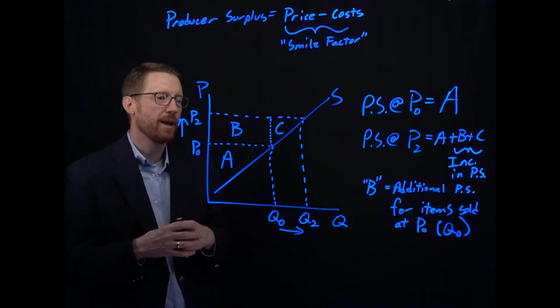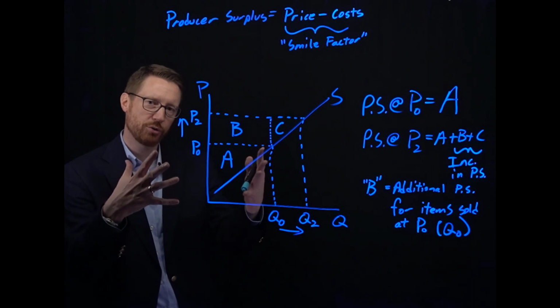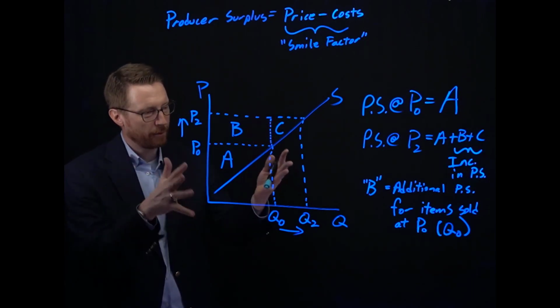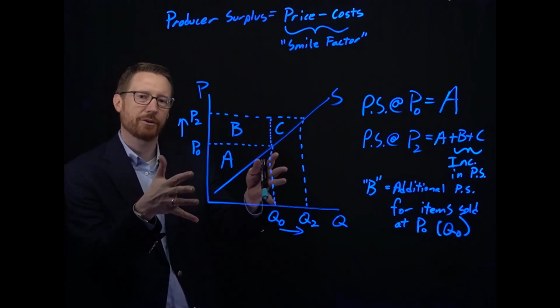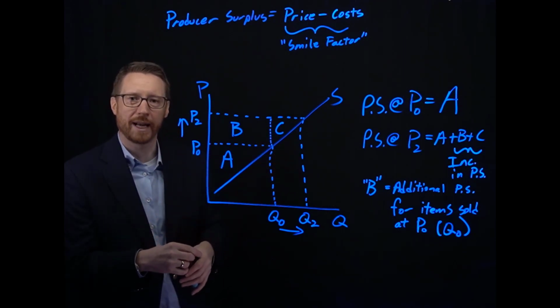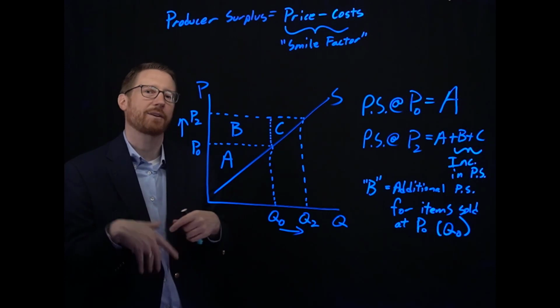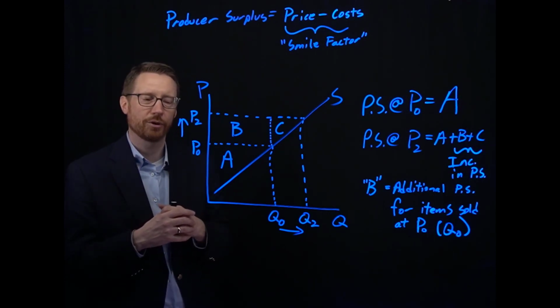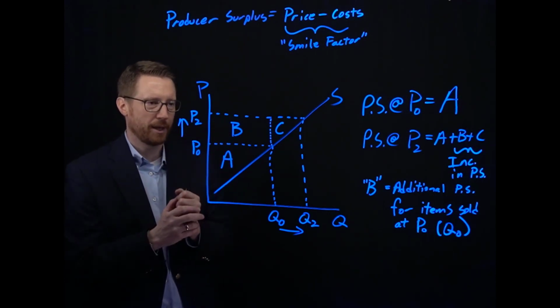Think about it this way. If you're the shoe store and you've got shoes on the shelf and they become popular, you were expecting to sell those shoes for $100 and you end up selling them for $120. That additional smile factor from the extra $20 you sold those shoes for, that's area B.